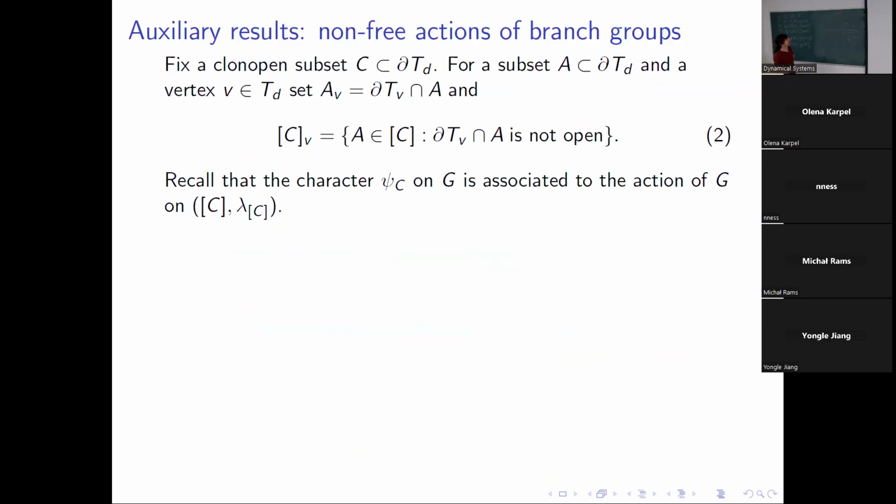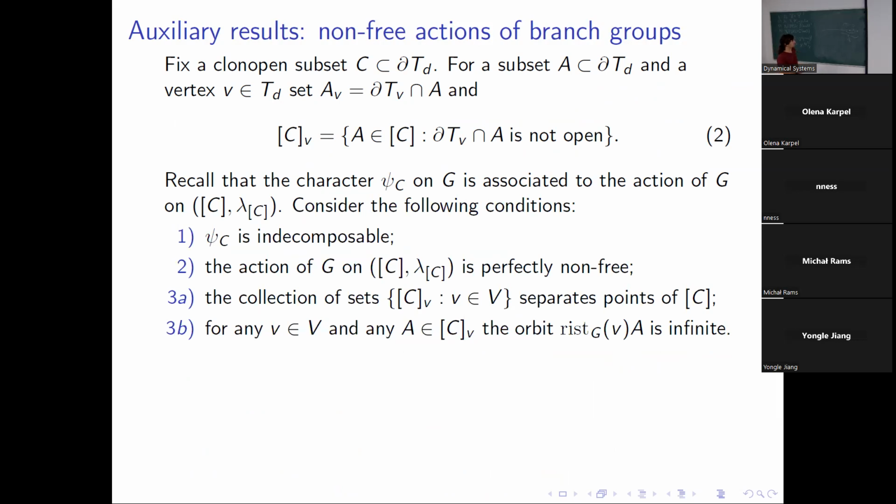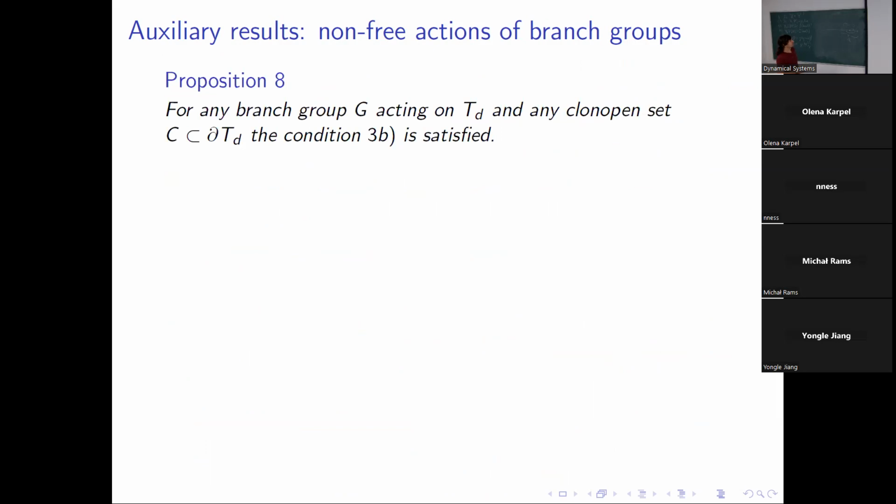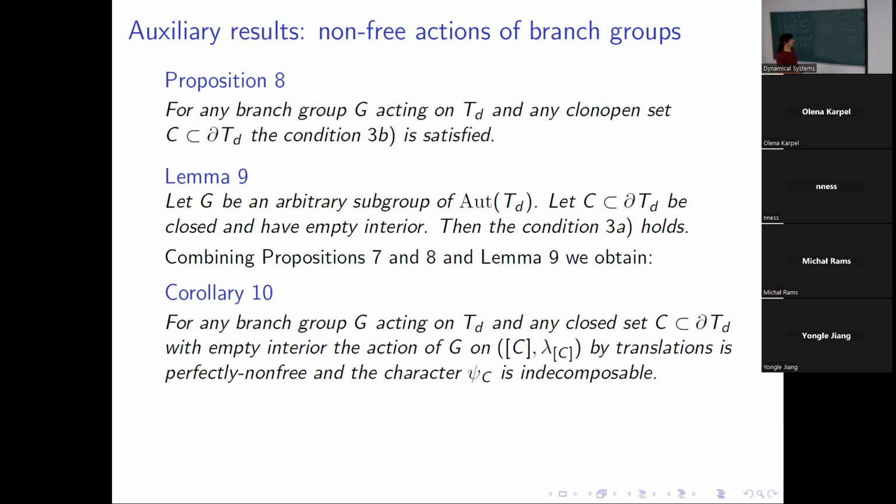Okay. So I don't have time for these details. We can give some sufficient conditions for indecomposability of the character using total non-freeness, and show that these conditions are sufficient. Let me skip the details because I don't have time. So most importantly, we showed that for any branch group G acting on the regular tree T_d and any closed set C with empty interior, the action of G on the set C by translations is perfectly non-free, and as a consequence we obtained that the character is indecomposable.